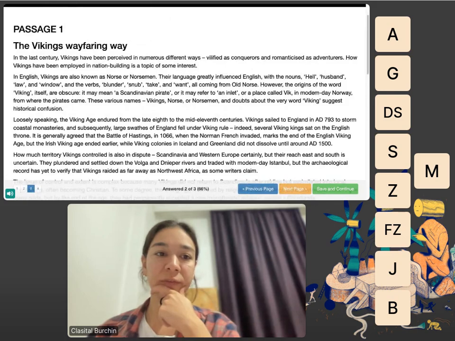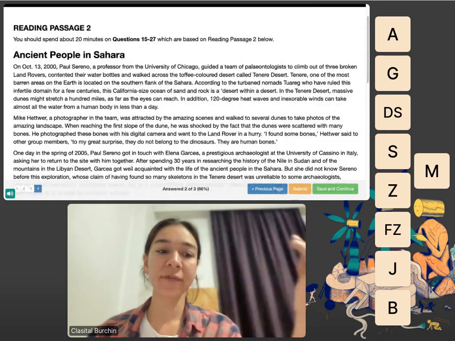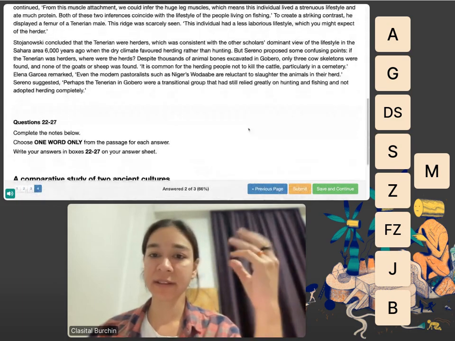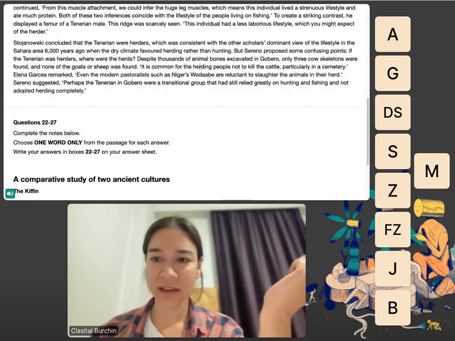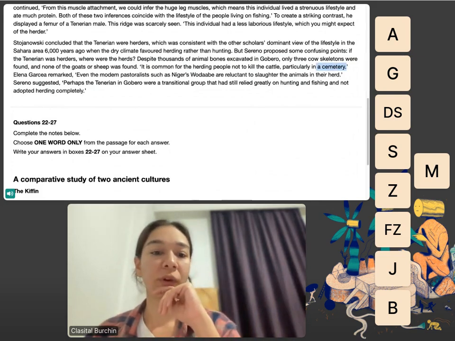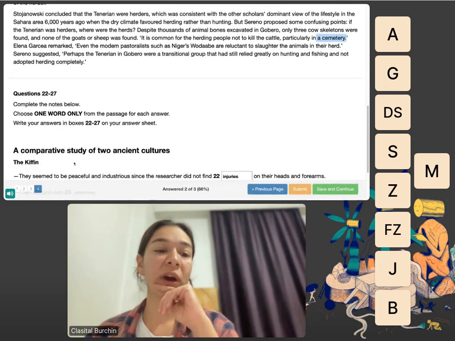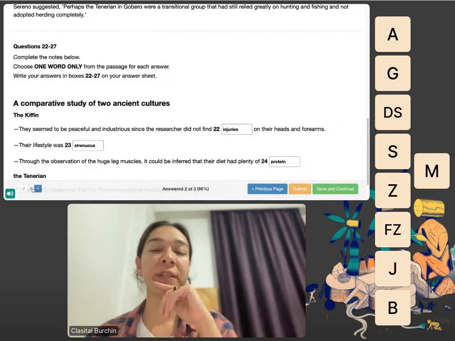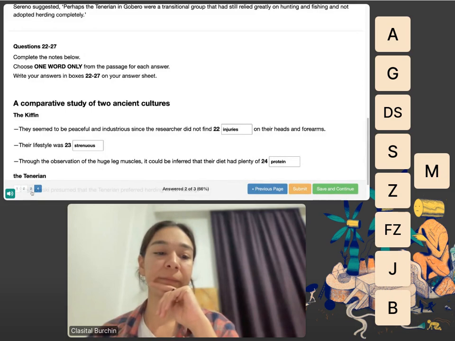I'm sorry for the cows too. And do you see, they don't slaughter animals in the graveyards. They don't say graveyard, it says something else. Cemetery, graveyard, they are the same things. So here, in passage 2, I have more synonyms, more paraphrasing.